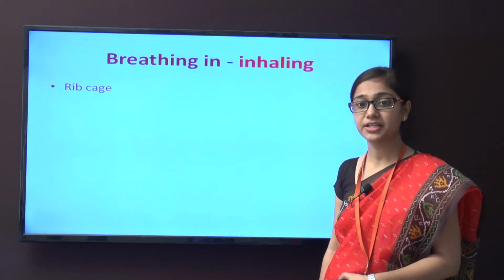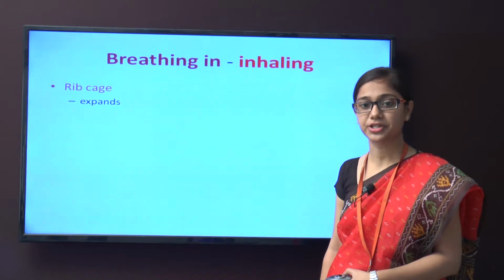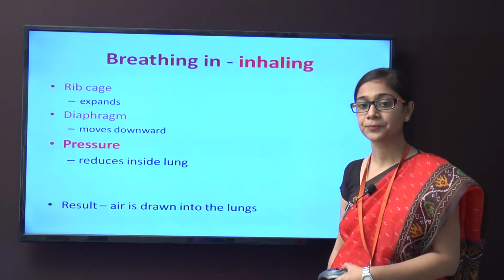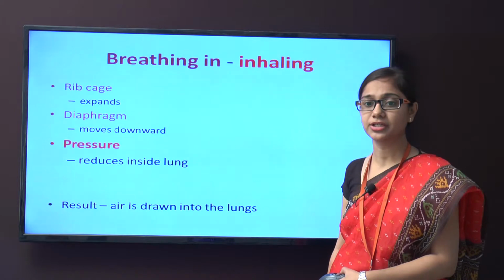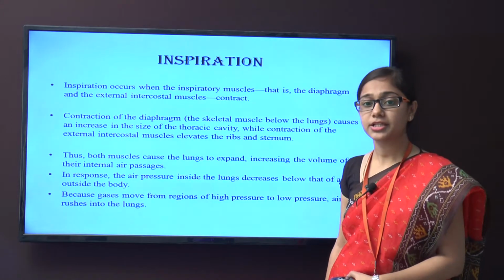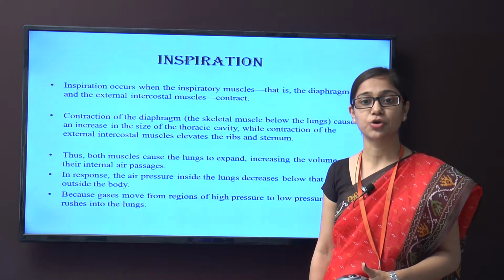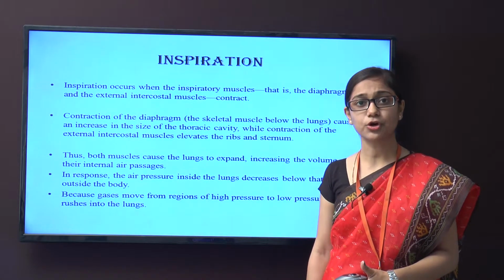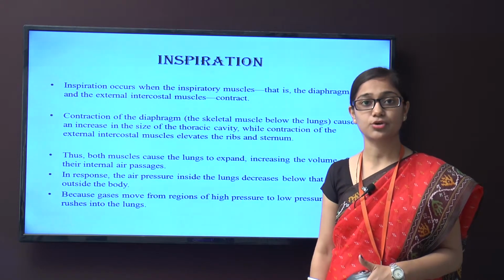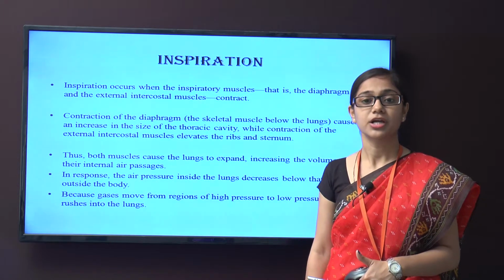Breathing in, that is inhalation, that is inspiration. During the inhalation process, the rib cage expands, the diaphragm goes downward, and pressure reduces inside the lung. As a result, air is drawn into the lungs. This is the inspiration process, that means oxygen enters into the body. Inspiration occurs when the inspiratory muscles, that is the diaphragm and external intercostal muscles, contract. Contraction of the diaphragm means the diaphragm moves downward and causes an increase in the size of the lung. Both muscles cause the lungs to expand, increasing the volume of the internal air passage.